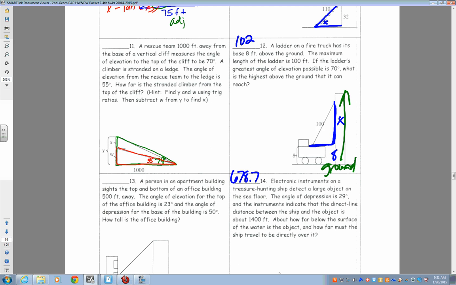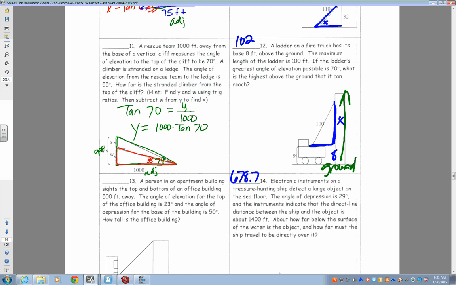So meaning, I'm going to write a trig ratio for y. This would be opposite and adjacent. You're going to use tangent for both. So for the y, I would have the tangent of the 70 equals opposite y over the adjacent, 1,000. The variable's on top, so calculator ready would show y equals 1,000 times the tangent of 70. That's your trig ratio or your setup for y.